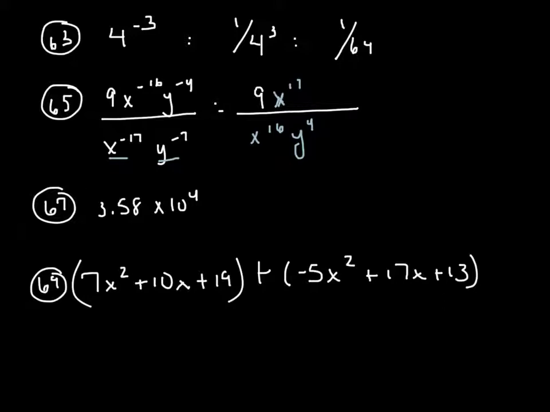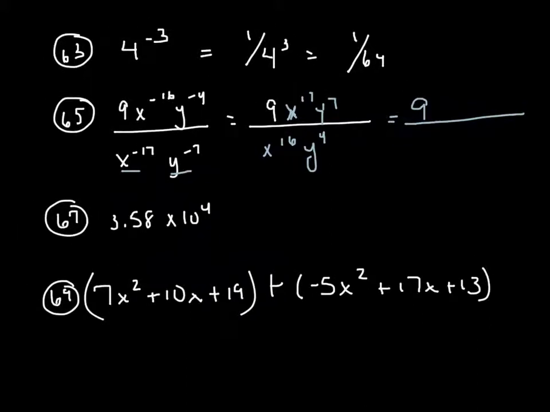So we have x to the 17th, y to the 7th. But now we do need to simplify because we have an x to the 17th in the top and an x to the 16th in the bottom. So those are going to cancel and give me x to the 1st in the top. Then y to the 7th over y to the 4th would be y to the 3rd. Everything's gone out of the bottom, so technically it's a 1, but that's just 9xy cubed.